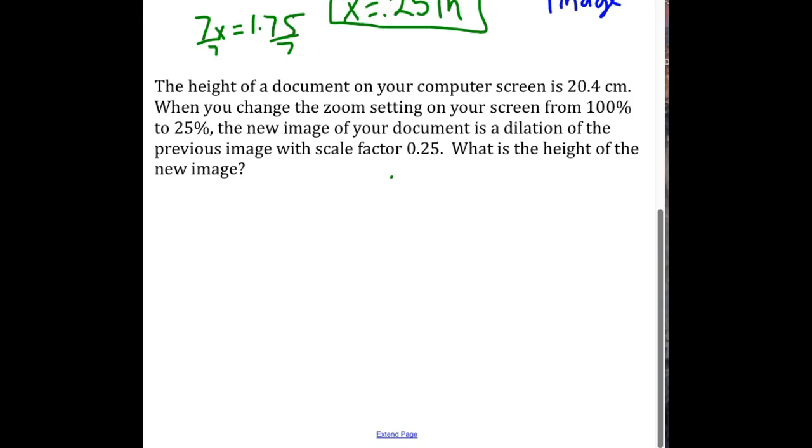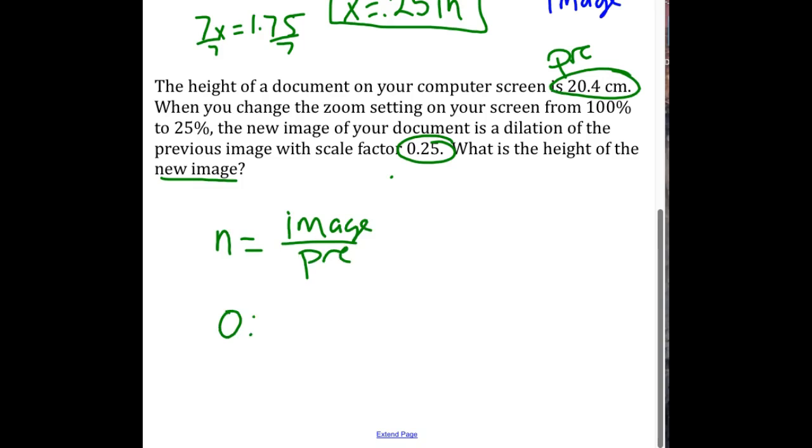Okay, so now that you've decided that, let's go ahead and actually do our problem. It says that your document was 20.4 centimeters and your scale factor is 0.25. What is the height of the new image? So the 20.4 then is our pre-image, and the new image is our final. If we set this up, remember scale factor, n equals length of your image to pre-image. So we know our scale factor is 0.25. We don't know how tall this document is going to be once we've zoomed out. We do know how tall it was when we started, and that was 20.4.